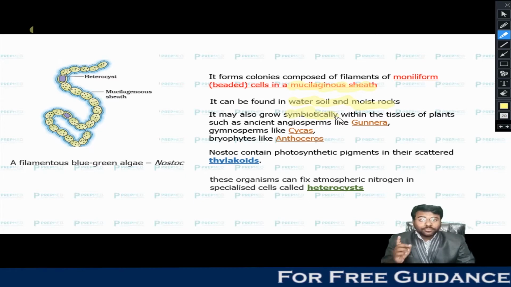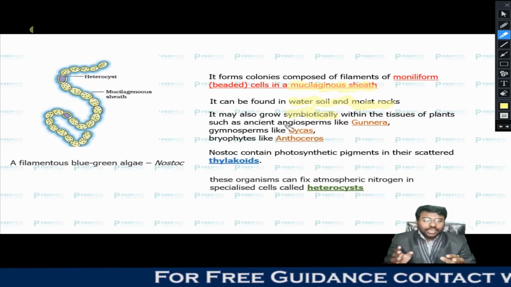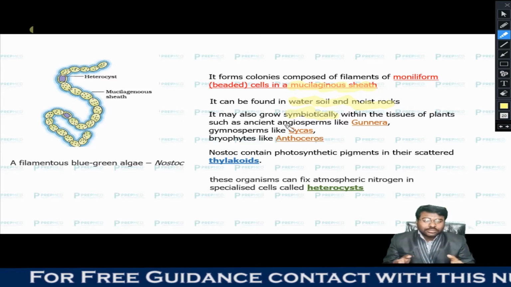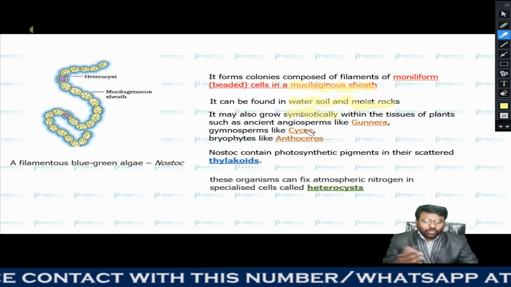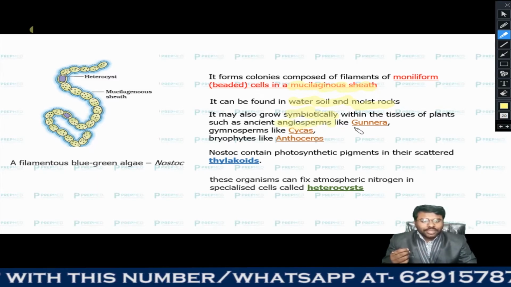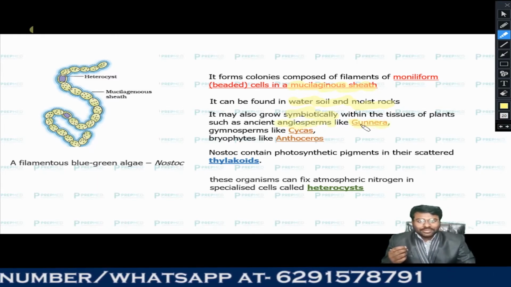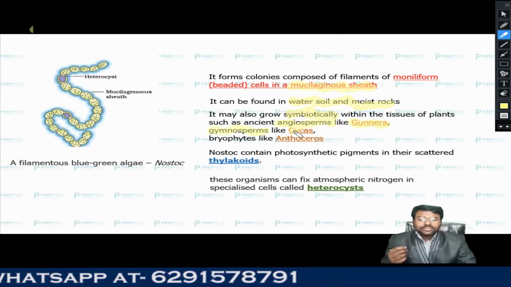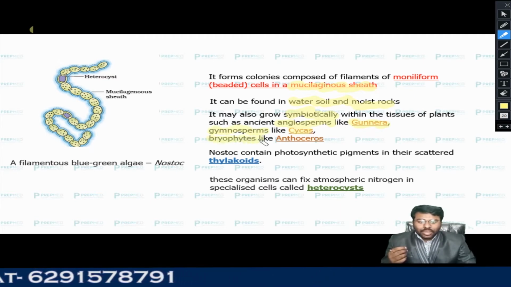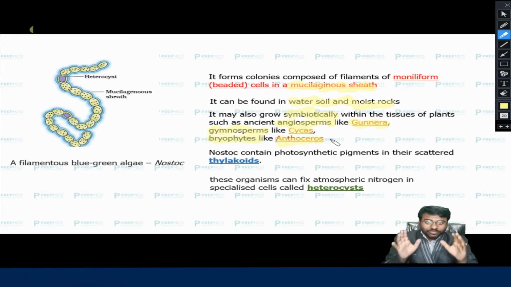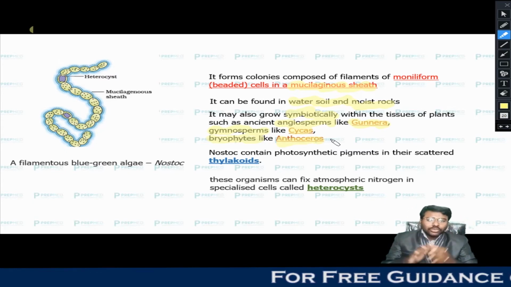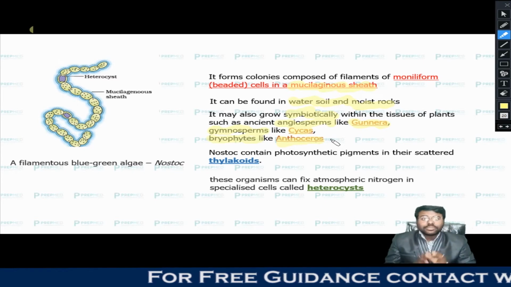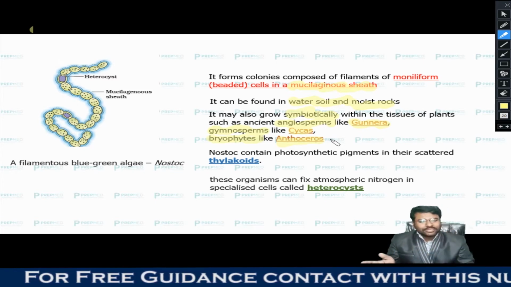Symbiosis is very important, because this is actually a symbiotic association between the blue-green algae and some higher-class plants. What are these higher-class plants? Some angiosperms like Gunnera, gymnosperms like Cycas, and bryophytes like Anthoceros. Because of this association of higher plants with blue-green algae, it comes in your exam. It's very important and very easy.